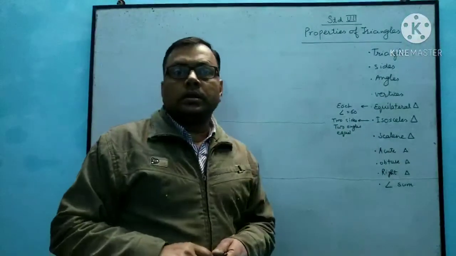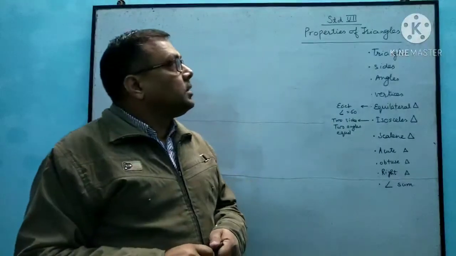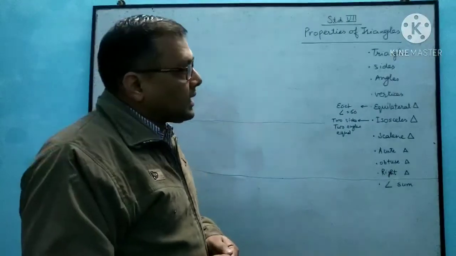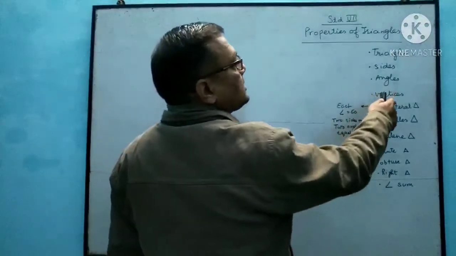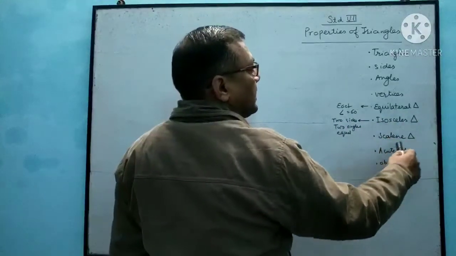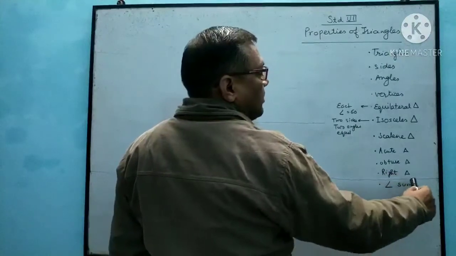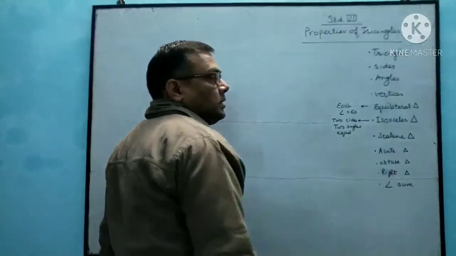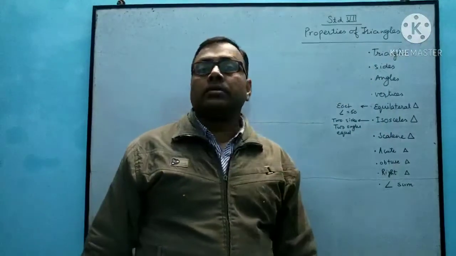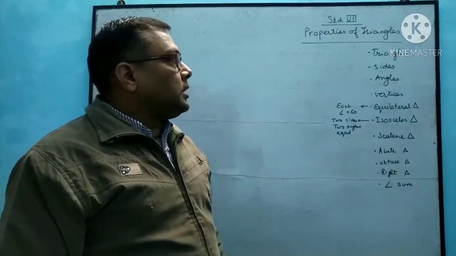Hello students, in today's online class we are going to study standard 7th properties of triangles, for which we are going to study triangles, sides, angles, vertices, equilateral triangle, isosceles triangle, scalene triangle, acute triangle, obtuse triangle, right angle triangle and sum of all the angles of triangle. These are the concepts or the outlines that we are going to study. So we start with the triangles.